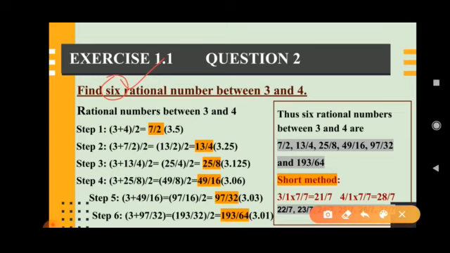Here you have two methods for solving this. One is the regular method, what I did here, and the other is the short method. Clear? For 1 mark, if they ask, you can use the short method. For 2 marks, if they ask, you can use the regular method. Clear? The short method is nothing but the alternate method. So now let us start. How to find 6 rational numbers between 3 and 4.